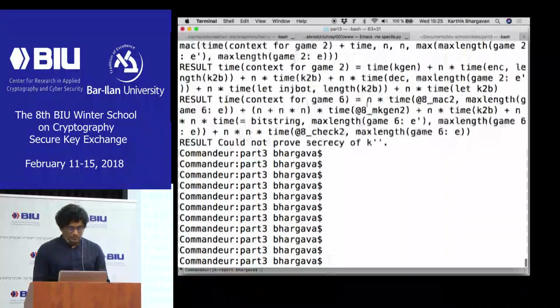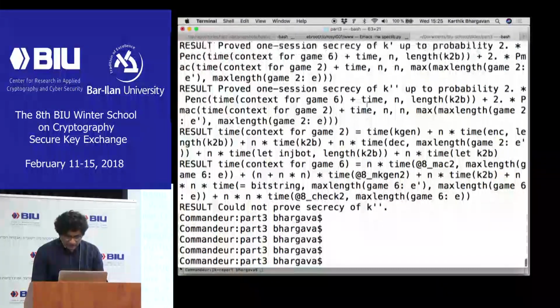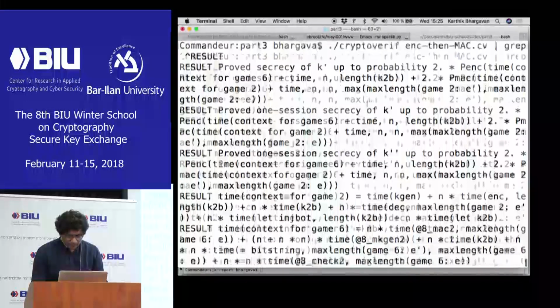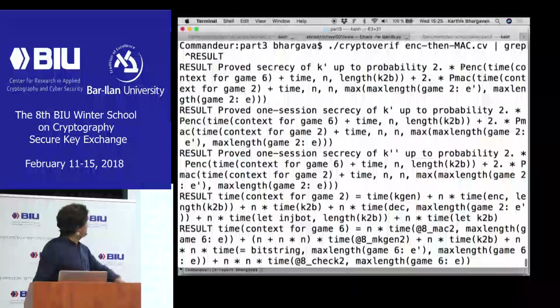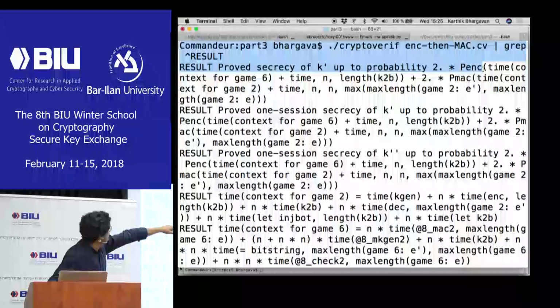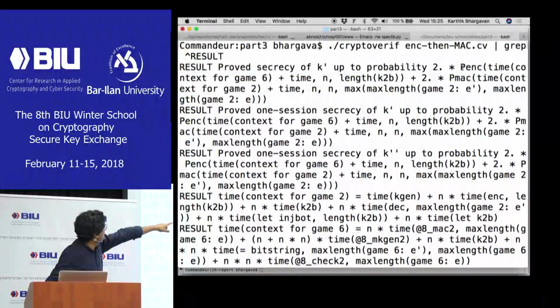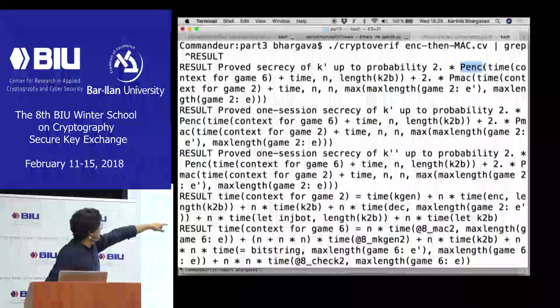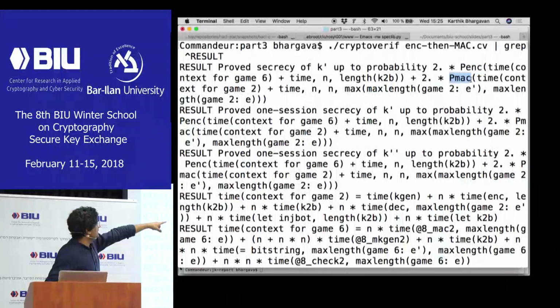Right, so that is a probability which should appear. Hang on, so there's p-enc. You see that p-enc? That's the advantage of the attacker breaking the IND-CPA assumption, and we instantiated the IND-CPA assumption in the script. And pmac is the probability function that we gave to the UF-CMA assumption. So they appear in the formula too. Yeah.